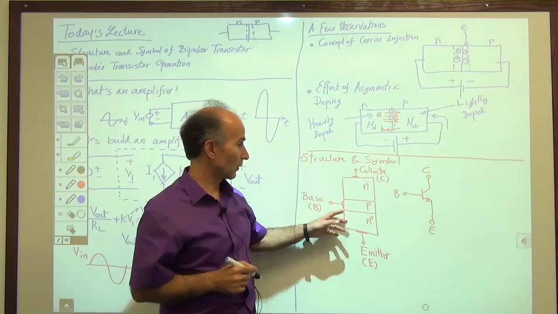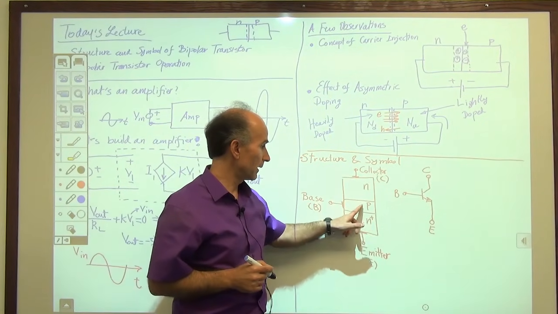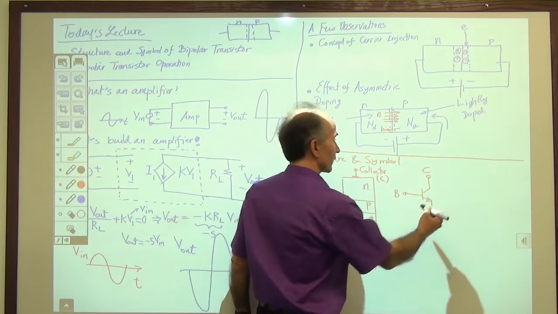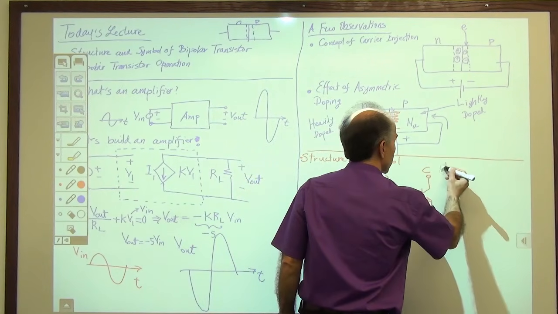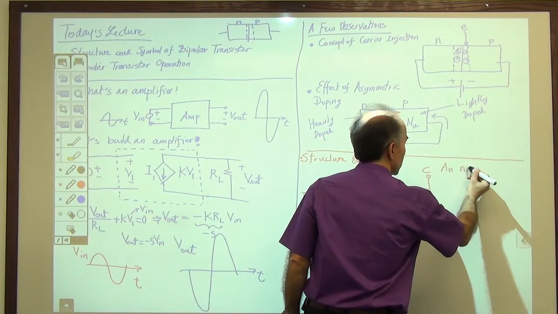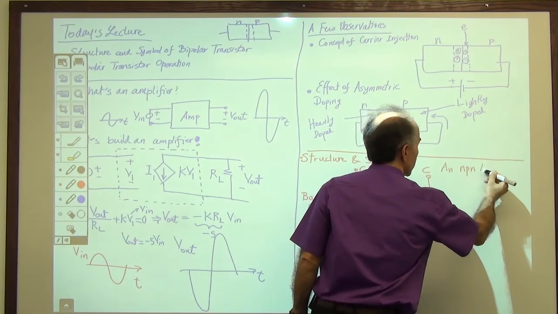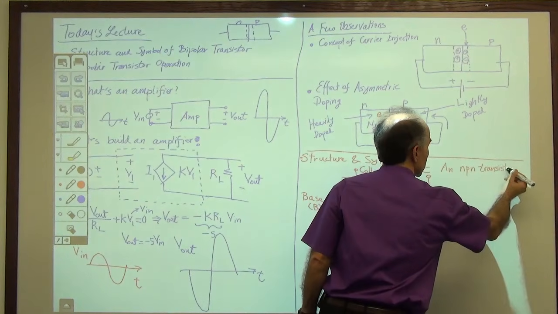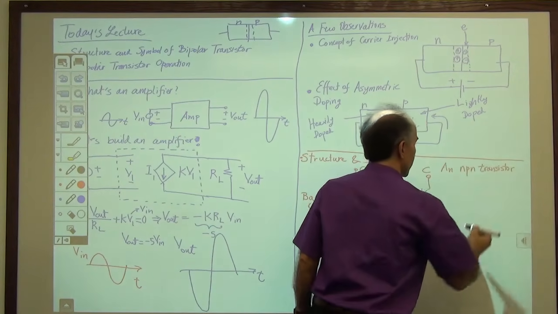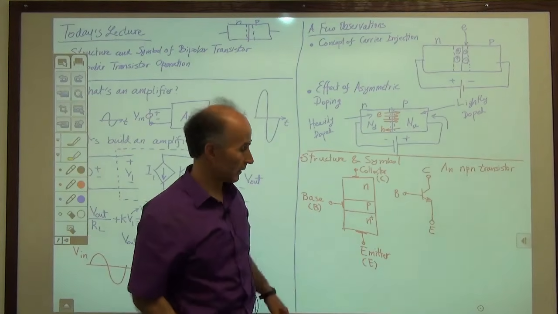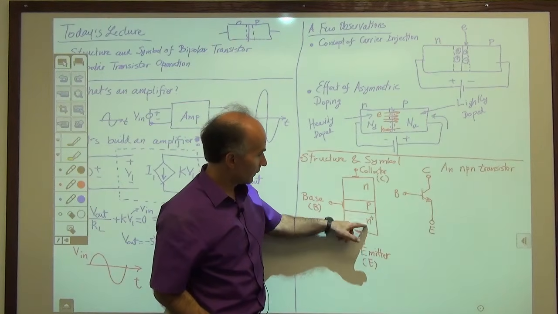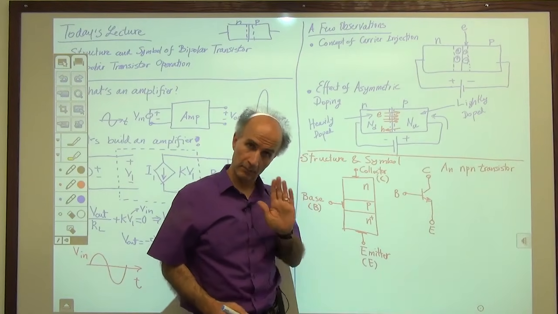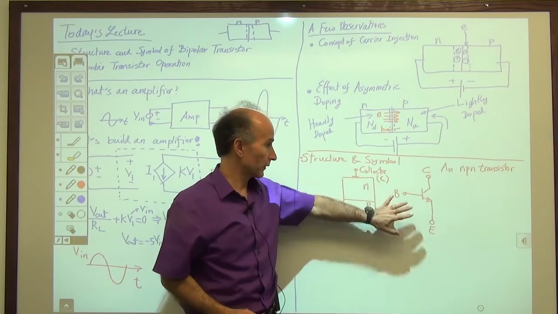In fact, this is called an NPN transistor. So, and this is the symbol for it. So you might be guessing that there's another version, right? There could be also, these could be P and this could be N. So that we could have a PNP transistor. But all in good time. For now, we just focus on this.